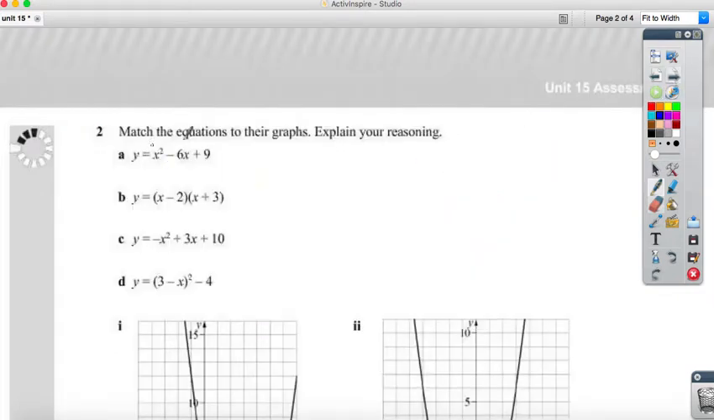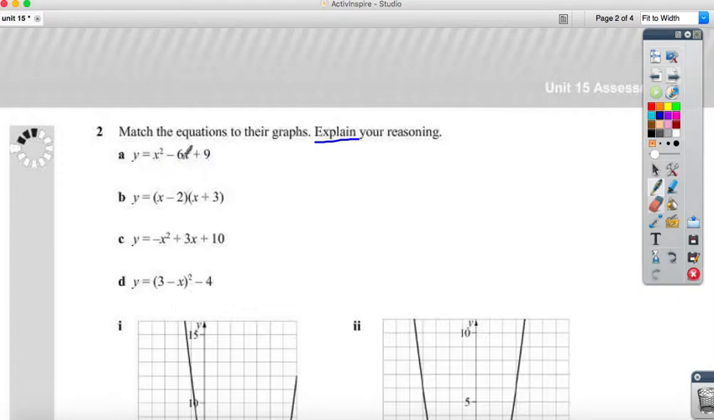Question 2. Match the equations to the graph, and explain your reasoning. You are going to get, I think, 3 marks if you get them all right, 2 marks if you get 3 of them right, 1 mark if you only get 2 right. But you'll get extra marks for the explanations. So I think we've been through a lot of these in class.